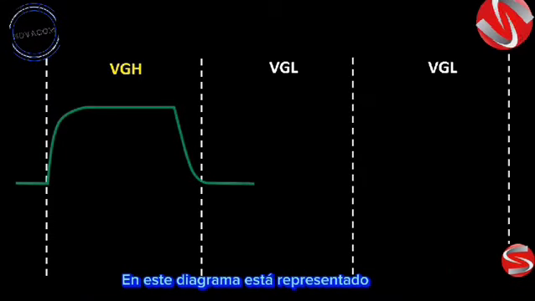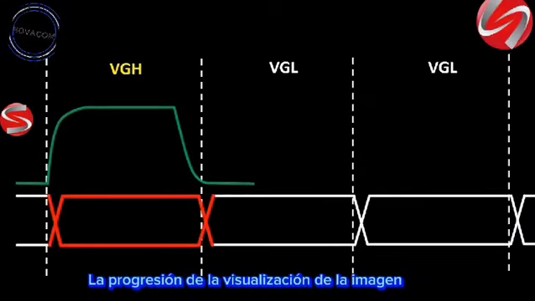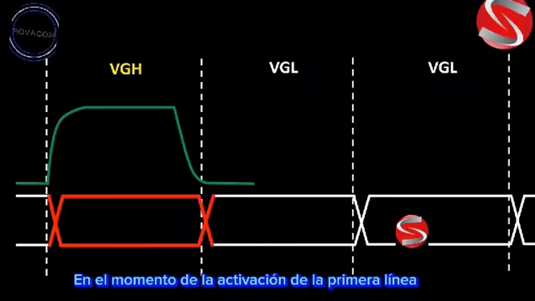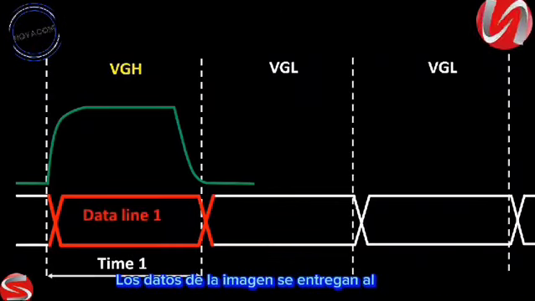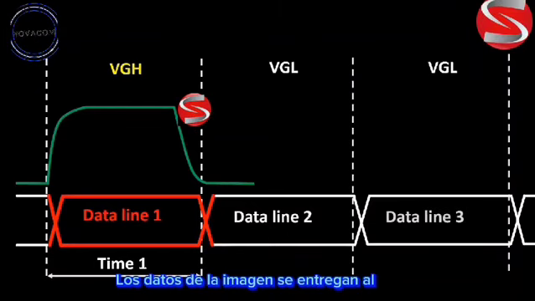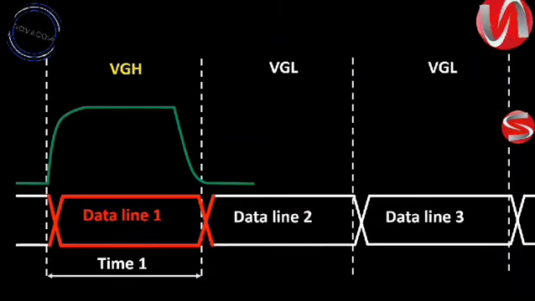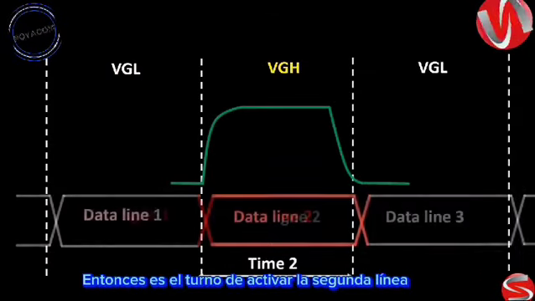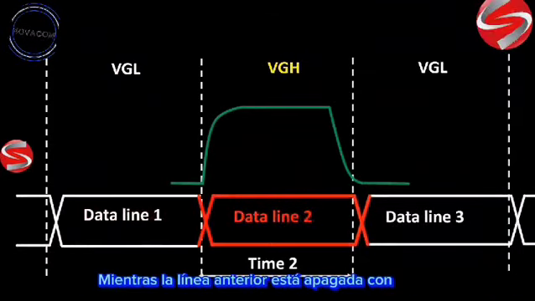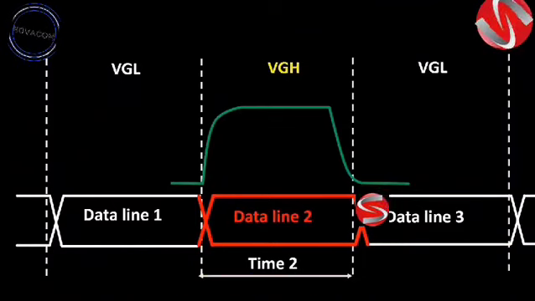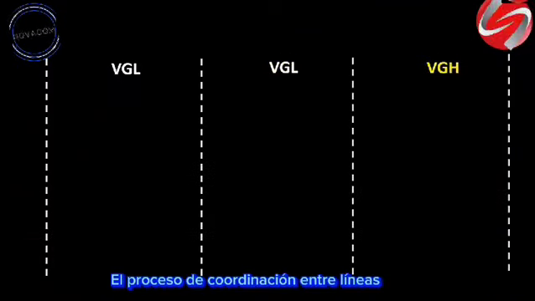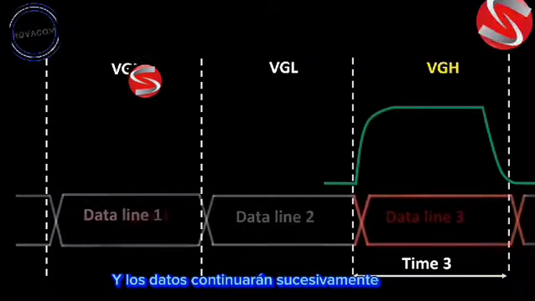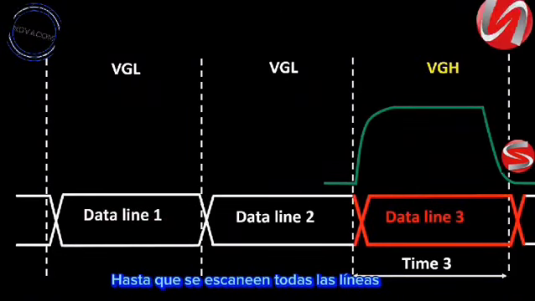On this diagram is represented the progression of the display of the image line after line. At the time of the activation of the first line, the data of the image is delivered to the corresponding line with the adequate time. Then it is the turn of the second line to be activated with VGH while the previous line is switched off with VGL. The coordination process between the lines and the data will continue successively until all the lines are scanned.